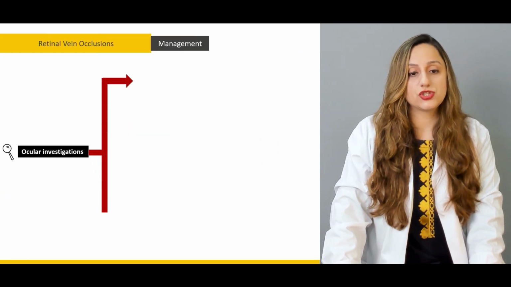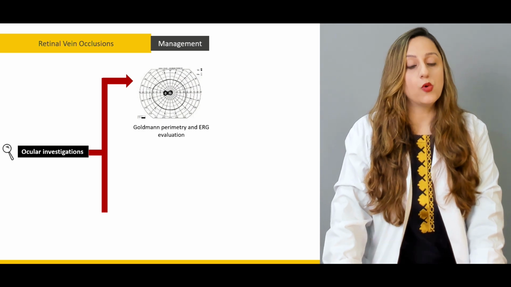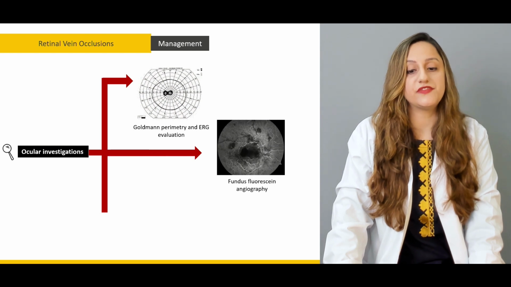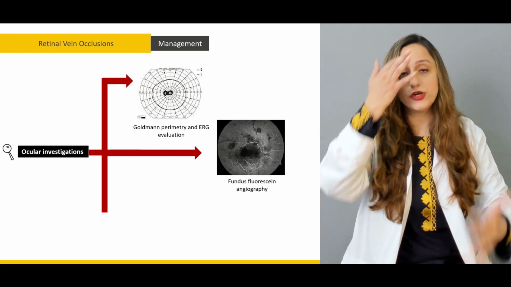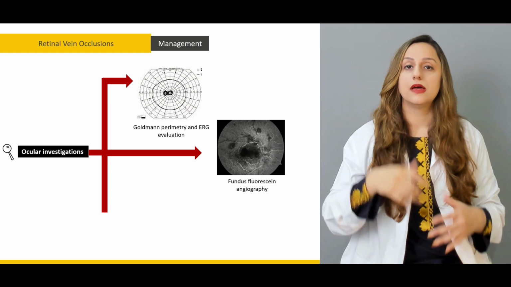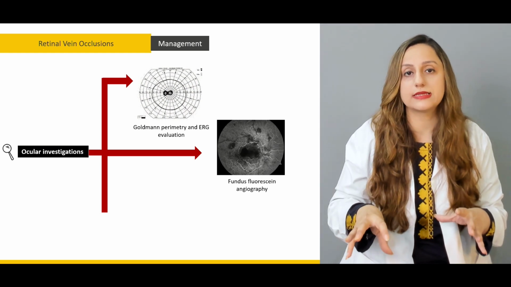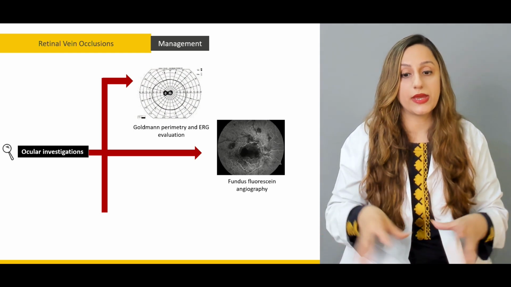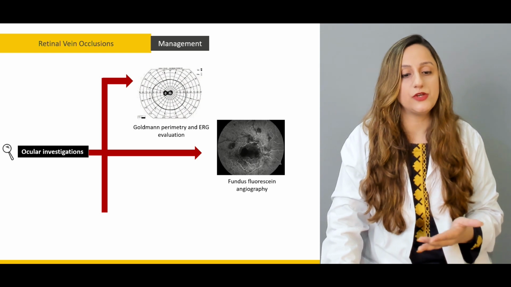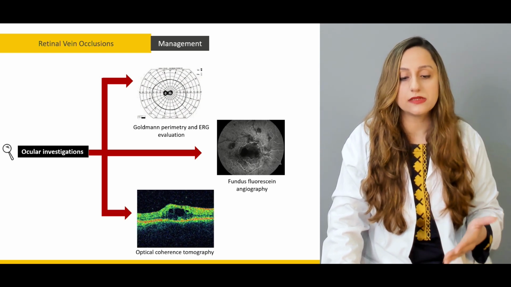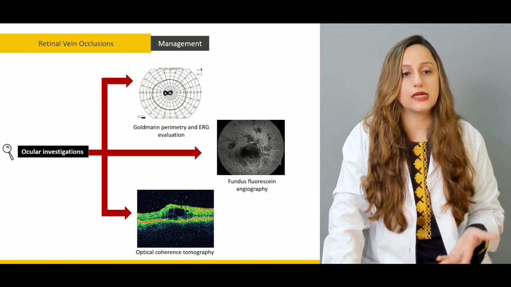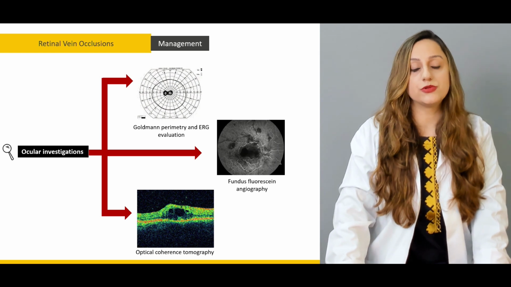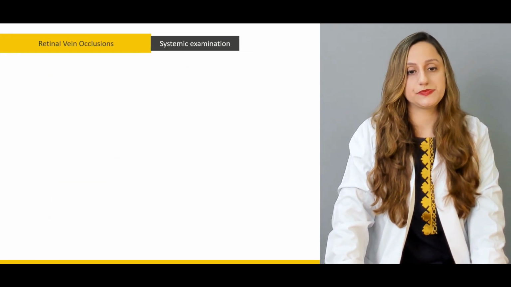The ocular investigations would include Goldmann perimetry and ERG evaluation for that particular patient. The fundus fluorescein angiography would give you a final diagnosis as to whether there is a vein occlusion, if there is a decreased flow towards a particular vein. That would basically give you a final view of that. And then the optical coherence tomography.